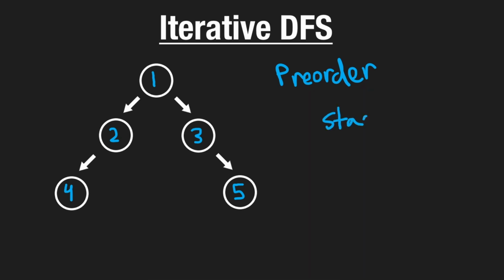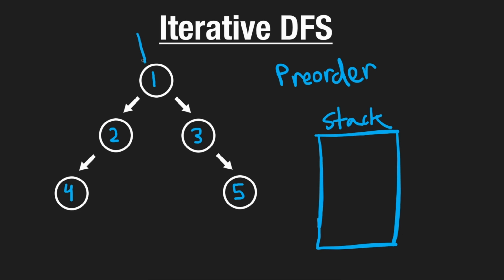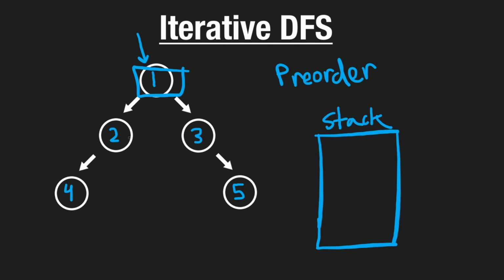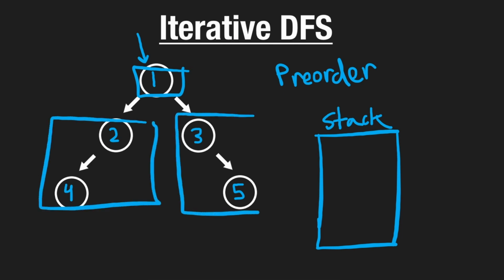We're again going to have a stack. We're going to start at the root, but remember, pre-order traversal means that we print or process the current node before we process any of the children nodes. So we process the current node, then we process the entire left subtree, and then we process the entire right subtree. So how should we do it then?